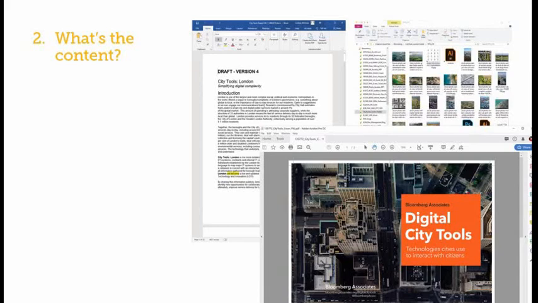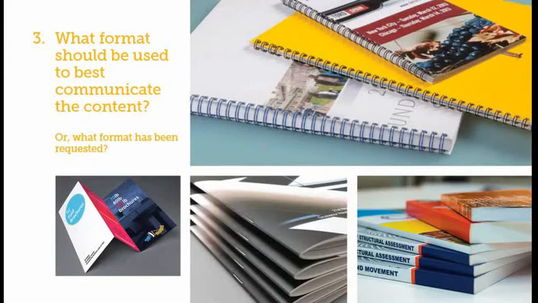The third consideration is, what format should be used to best communicate the content, or what format has been requested. Sometimes you're being asked to create specifically a wire-bound book, and sometimes you're being asked to make a recommendation on what type of binding would be appropriate for the content. So again, things you have to consider. Things you're going to consider if you get the option to make a recommendation are going to be like total page length, total quantity that are going to be printed. Those kind of things will help you determine what will be the best option or a couple options for your client.